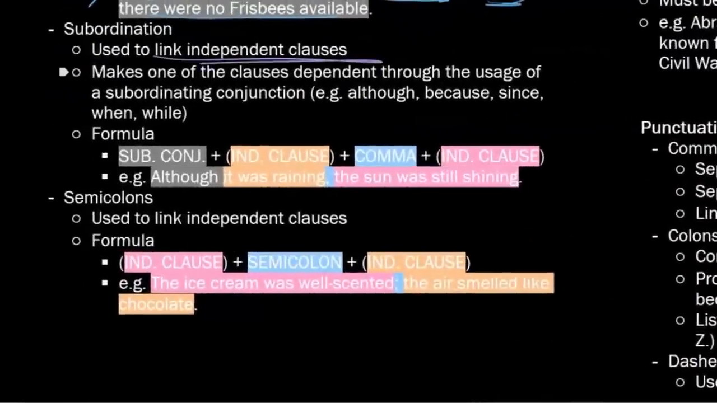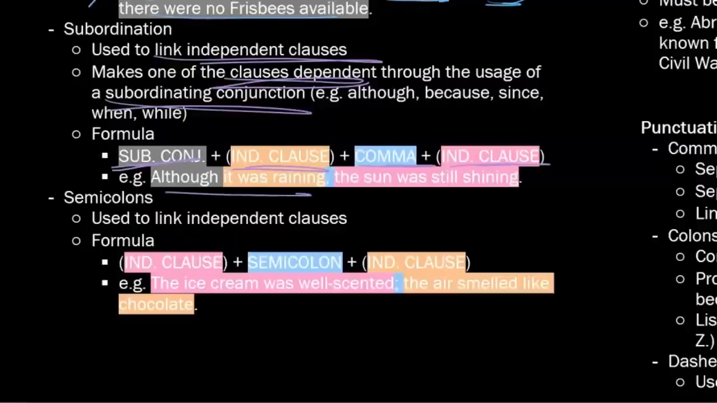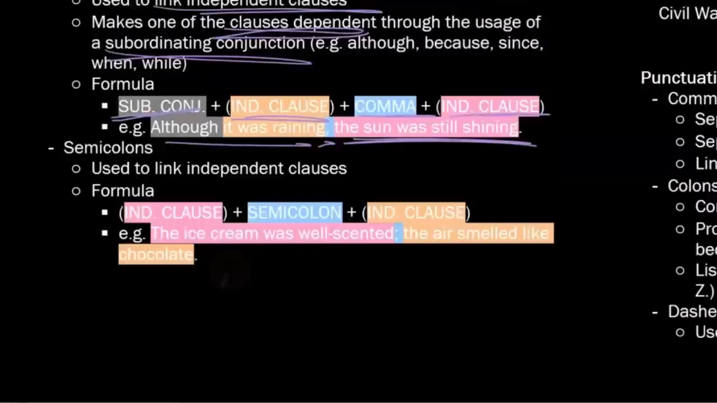Let's look at subordination. We're going to use it to link independent clauses again, but we're going to make a clause dependent by using a subordinating conjunction. So we have a subordinating conjunction, a clause, a comma, and an independent clause. Although it was raining, think about it, on its own it doesn't really make sense because you need to say something else, although what, right? It doesn't make sense. Comma, the sun was still shining, another independent clause.